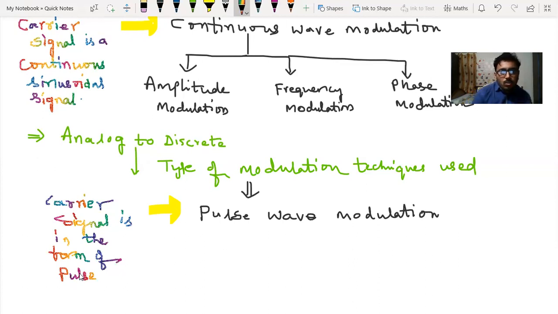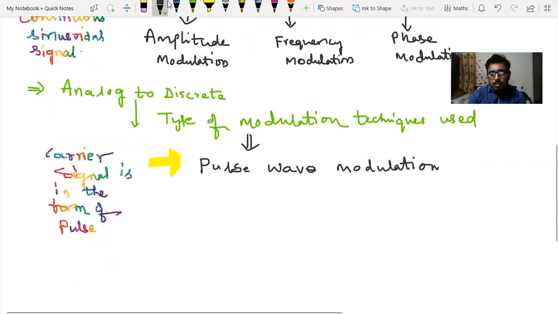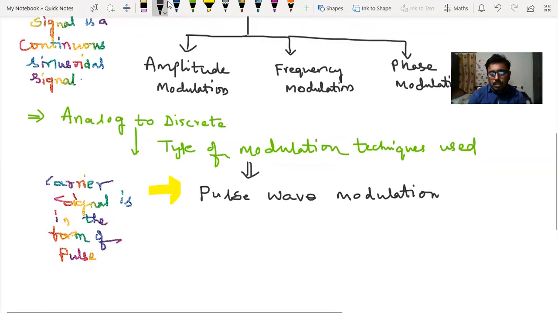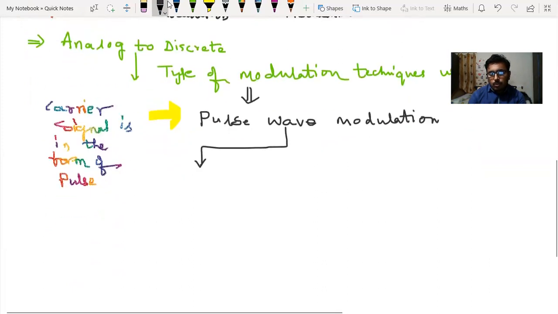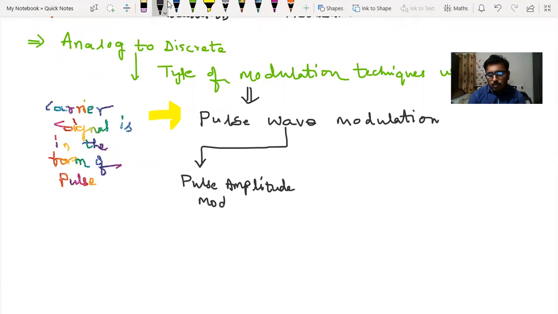Okay. So based on this particular carrier signal that is in the form of a pulse, we are going to define the pulse wave modulation techniques in terms of three different aspects. Based on these pulse related techniques, we can use the modulation technique that is pulse amplitude modulation.